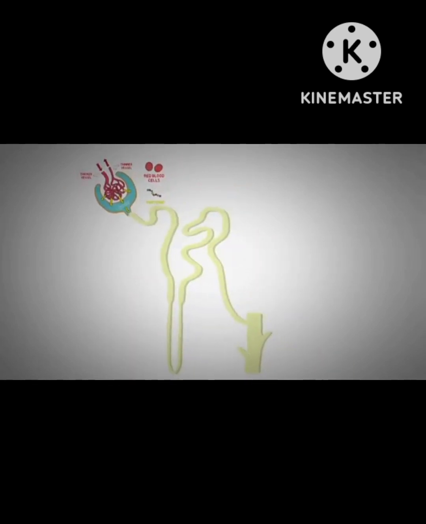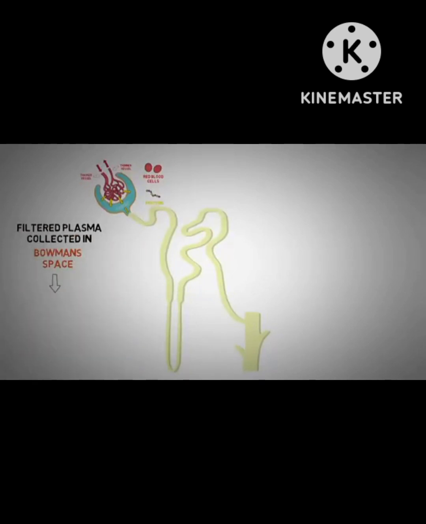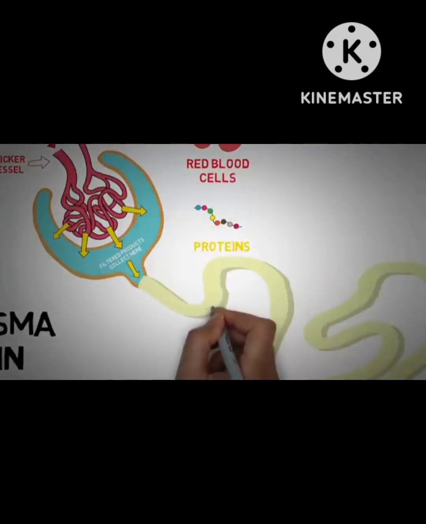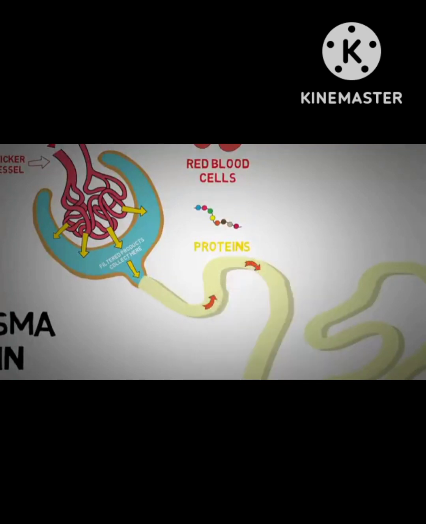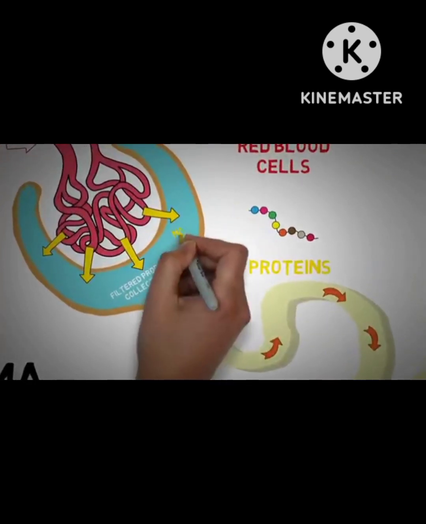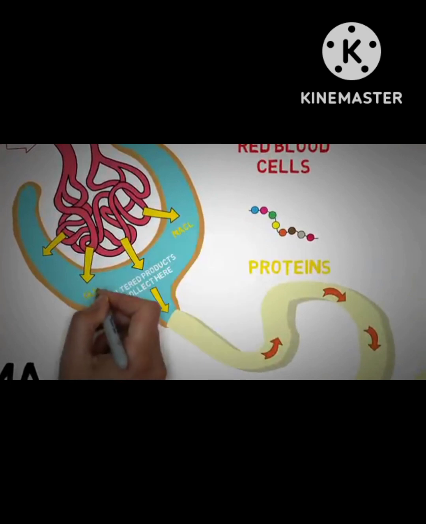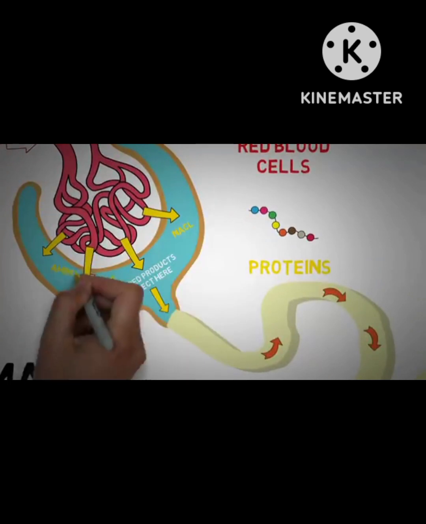The plasma that gets filtered into the Bowman space is known as the glomerular filtrate. The glomerular filtrate next moves into the renal tubule, where it is further processed to form urine. This further processing is very important as the initial glomerular fluid that is filtered into the Bowman space contains a lot of things that shouldn't be excreted out with urine, like sodium chloride, glucose, amino acids, and excess water.